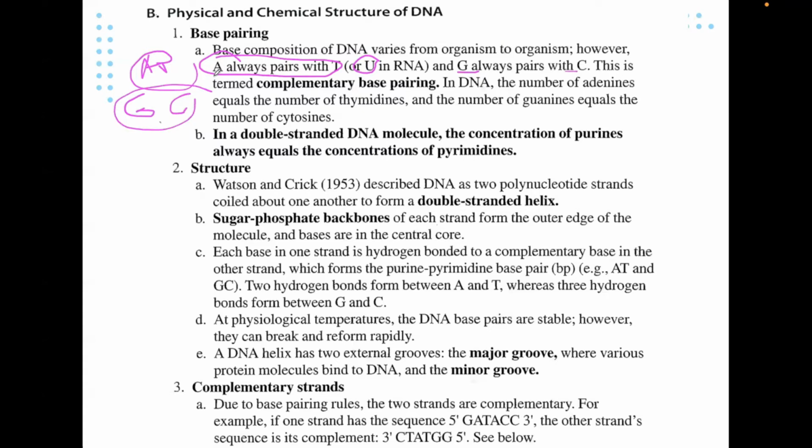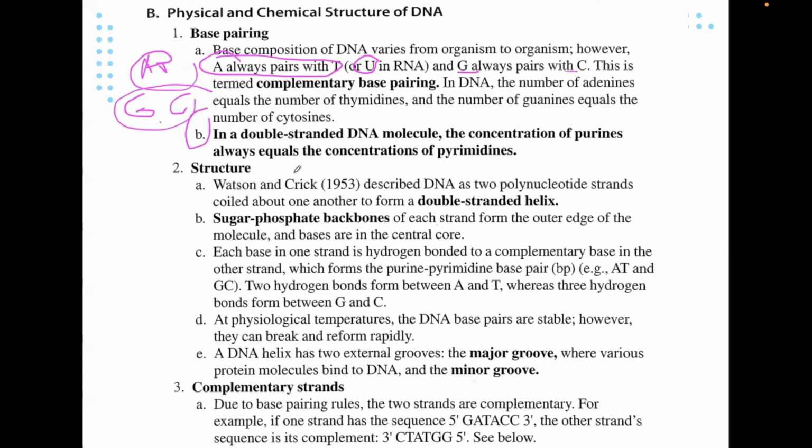This is termed as complementary base pairing according to your Chargaff's rule in DNA. The number of adenines equals the number of thymidines, and the number of guanines equals the number of your cytosine. Parati sila. Kasi once na na-predict mo na yung numbers of your adenine, ibig sabihin pareho na din doon sa thymidine or thymine of the antiparallel. Okay, in a double-stranded DNA molecule, the concentration of purines is always equal to the concentration of your pyrimidine. Please do take note.